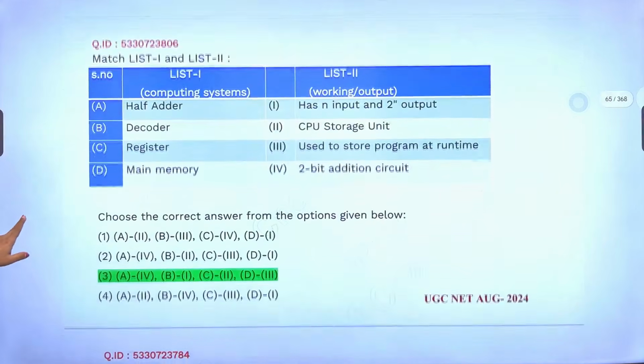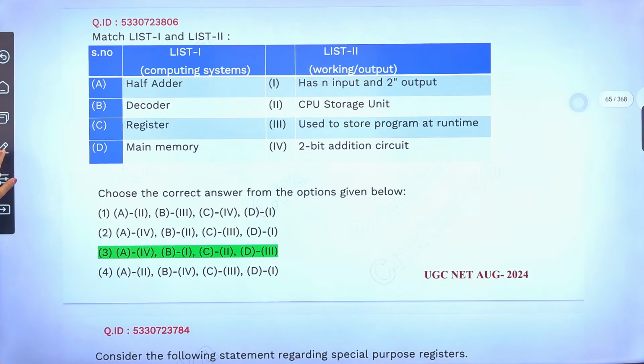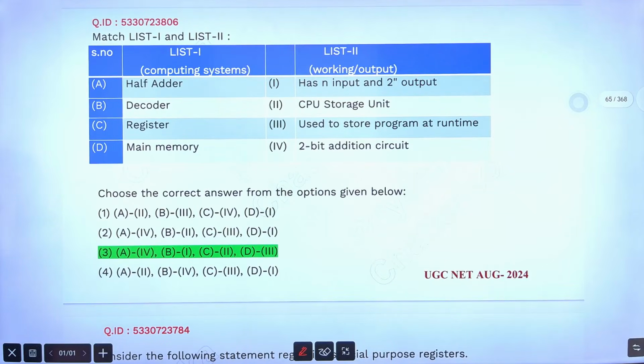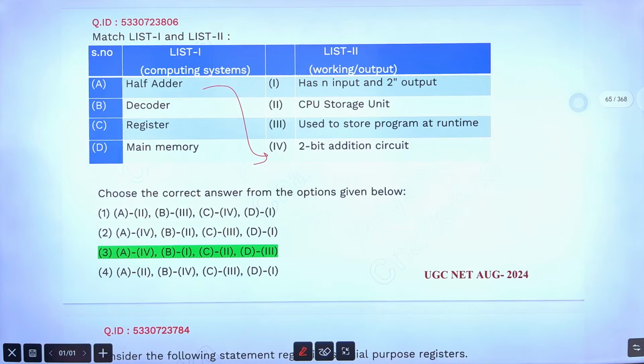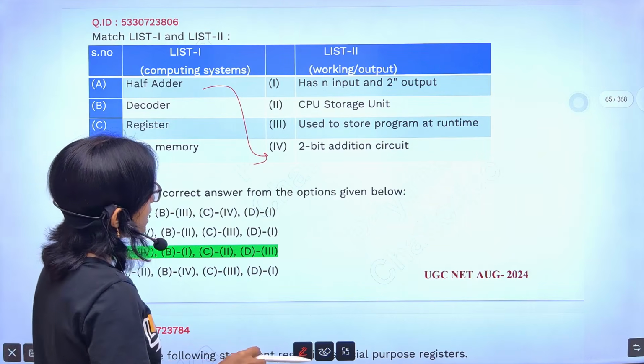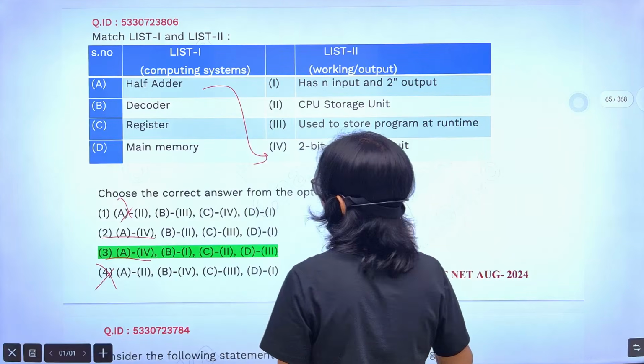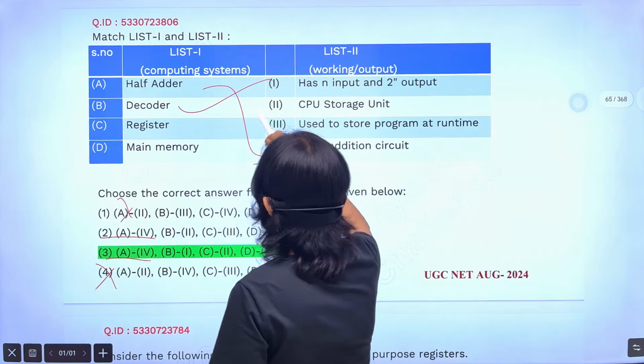Here also the same thing. Half adder means it is adding the half, without carry. Without carry addition is going on. That's why it is called half adder. 2-bit addition is possible, 3-bit addition is not possible. That's why it is half adder. A is with 4. So I got here also A with 4, here also A with 4. Directly we can eliminate. Decoder and encoder, what is the difference? Decoder means it is converting n inputs to 2 to the power n outputs, right? It has n inputs and 2 to the power n outputs. That is my decoder. So I got it.